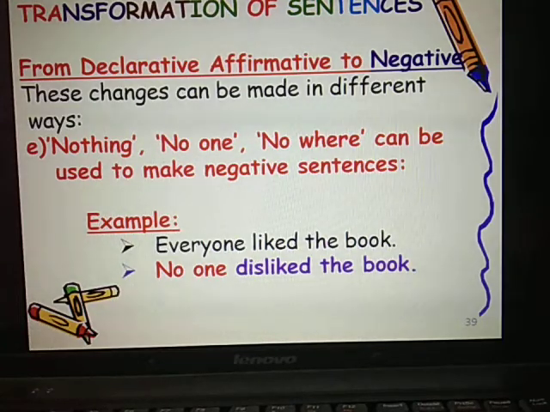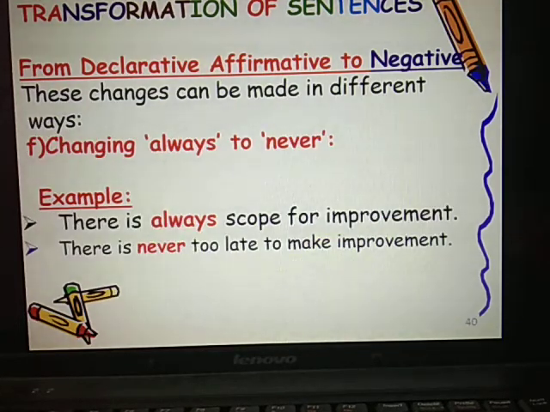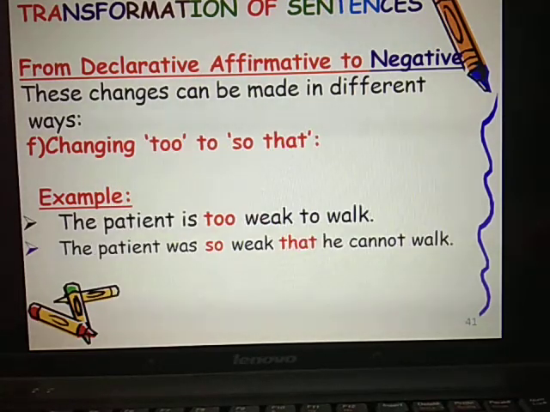So nothing, no one, nowhere can be used to make negative. Everyone disliked the book. No one disliked the book. There is always scope for improvement. There is never too late to make improvement. So we have used never from always to never to make it affirmative to negative. So there is always scope, means there are always options open for improvement. So we have to change the same way. So, there is never too late to make improvement. We are trying to say the same thing.